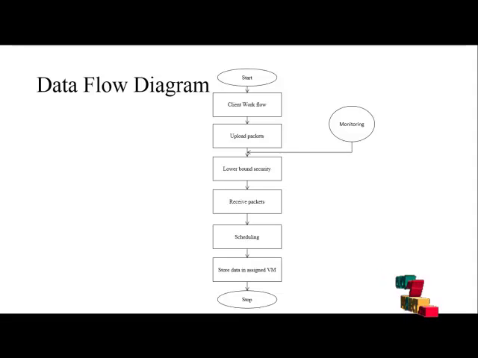First, start the program and follow the client's workflow. Client's workflow means selecting the data and sending it to the clouds. After selecting the data and uploading the packets through the internet network, they are sent to the lower bound security. Lower bound security means that after uploading, we split the data into different packets and monitor the data for lower bound security.